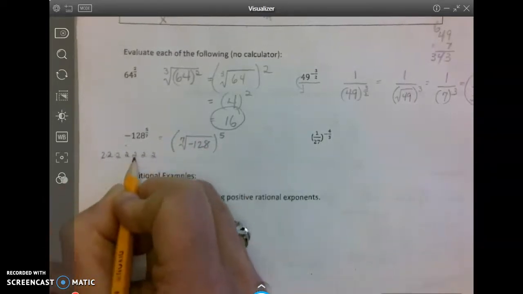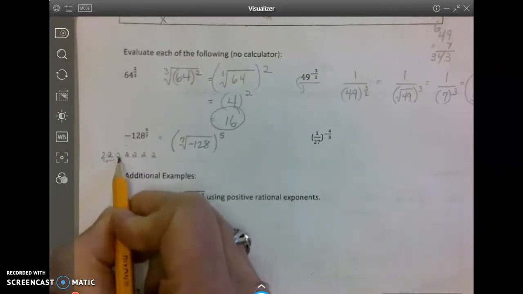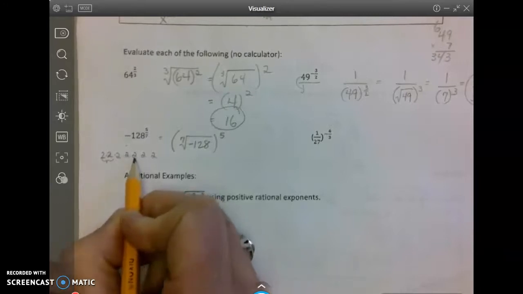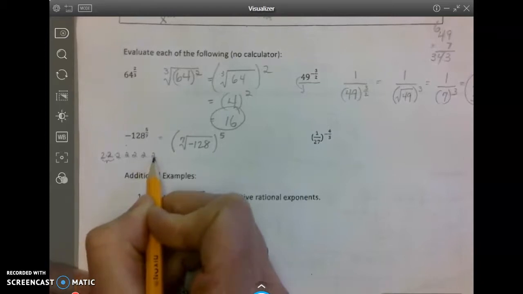1, 2, 3, 4, 5, 6, 7. Okay, so this is 4 times 2 is 8, times 2 is 16, times 2 is 32, times 2 is 64, times 2 is 128.